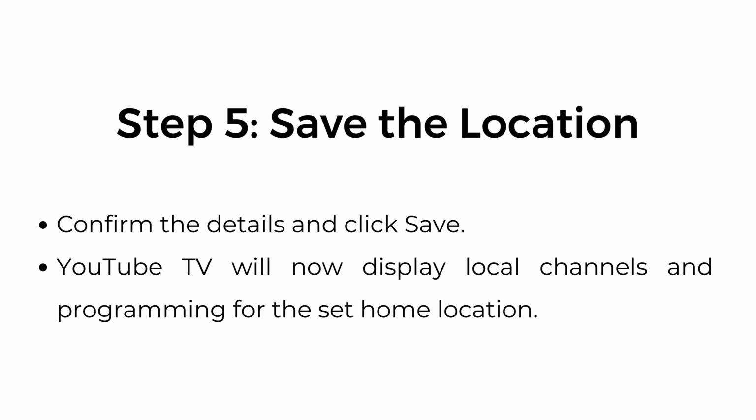Step number 5, save the location. Confirm the details and click Save. YouTube TV will now display local channels and programming for the set home location.